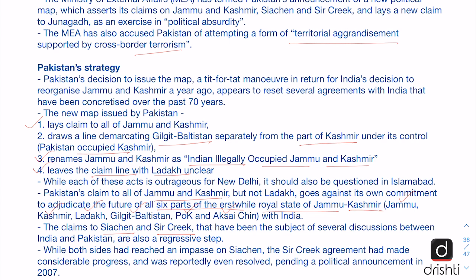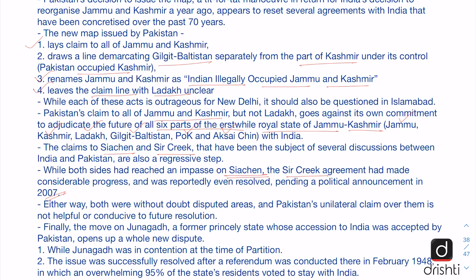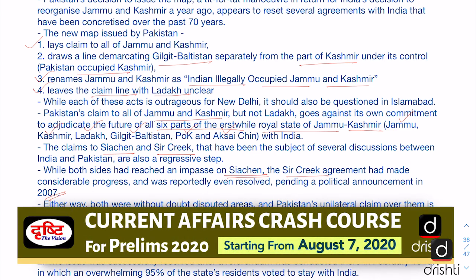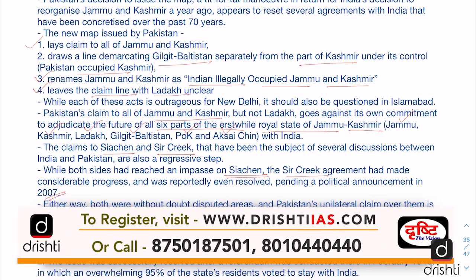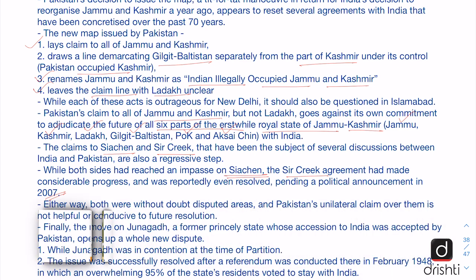And the editorial says that while both sides were not able to move forward in resolving the Siachen issue, the Sir Creek agreement had made considerable progress and was reportedly on the verge of resolution, just awaiting a political announcement in 2007. But since then, the relations between the two countries have been on a downward slide. But there is no doubt that both these areas were disputed areas, and now Pakistan's unilateral claim over them is not going to be helpful or conducive to future resolution of these disputes.